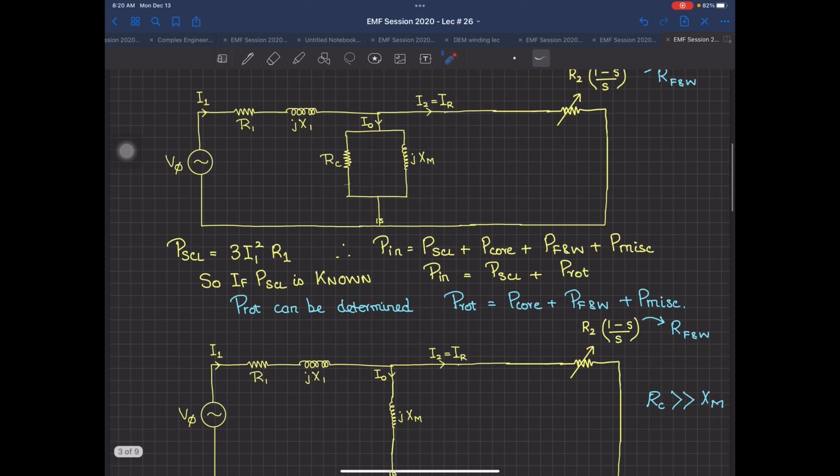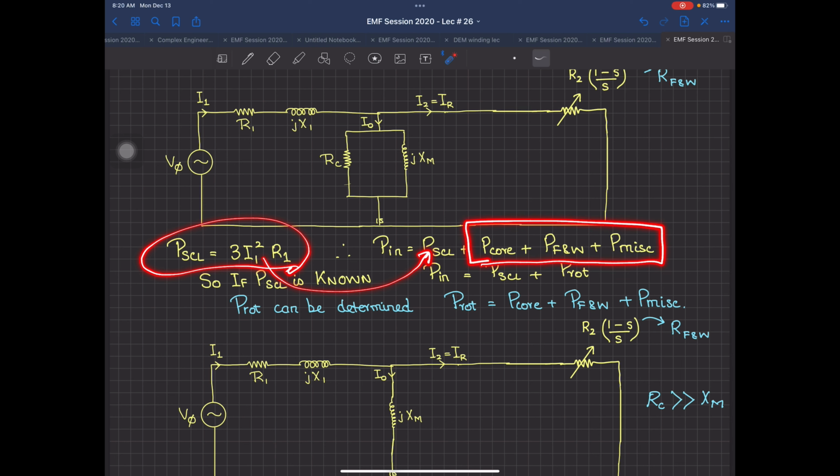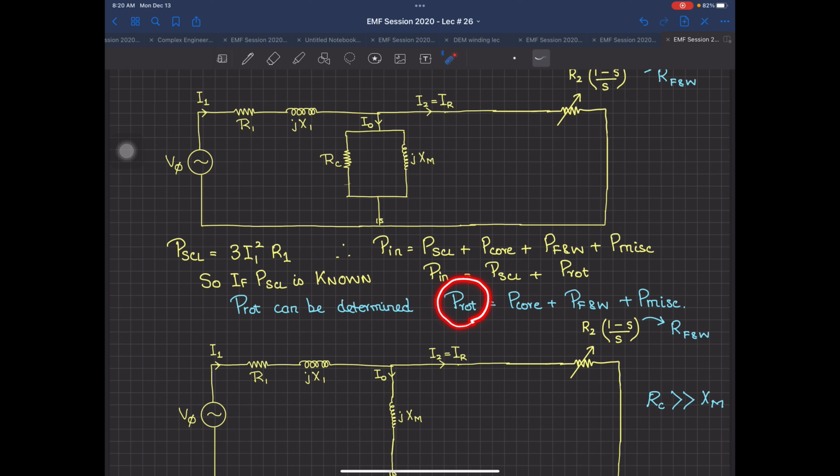So we can't subtract this expression from here and call this P core plus friction and windage plus miscellaneous losses as rotational losses. The point over here is that if we can somehow find out R1, please listen to this carefully, if I can somehow find out R1, which we will do in the next test, then this RC loss, plus this friction and windage plus some miscellaneous losses, will be called P rotational losses.